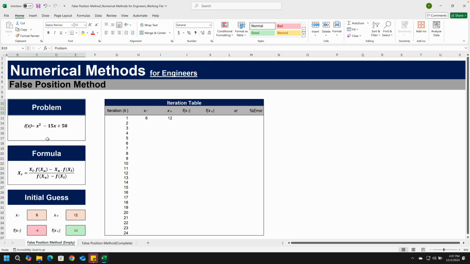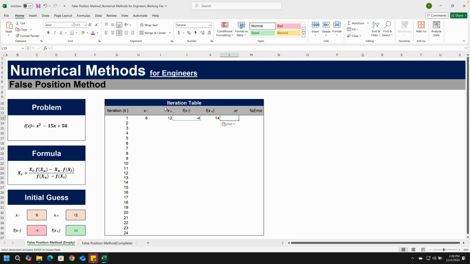And so in the iteration table here, I've already linked all of the initial guesses here to our cell there. And I recommend you do this as well, just so that when we change the initial guesses, they also change in this table. Okay, so let's move on to f of xl. And f of xl is simply just evaluating this function here using the xl values. So it's simply just 6 squared minus 15 times 6, like this, plus 50. f of xu is the same thing, but in this case, we're evaluating with 12. So just Control C and Control V like this.